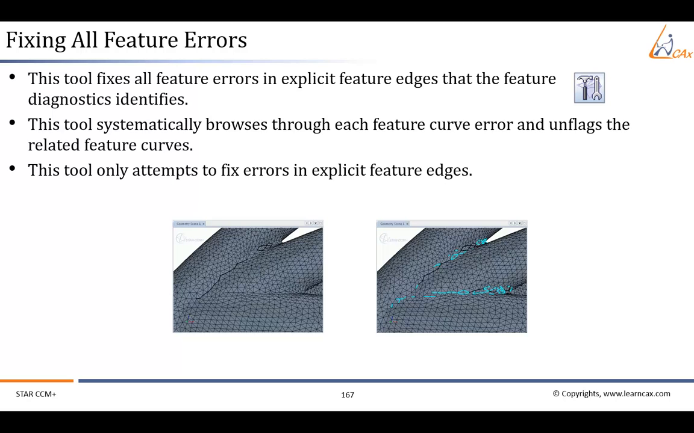This tool only attempts to fix errors in explicit feature edges. Some errors in implicit feature edges are removed as a result of fixes to neighboring explicit feature edges, but the tool does not fix these directly.